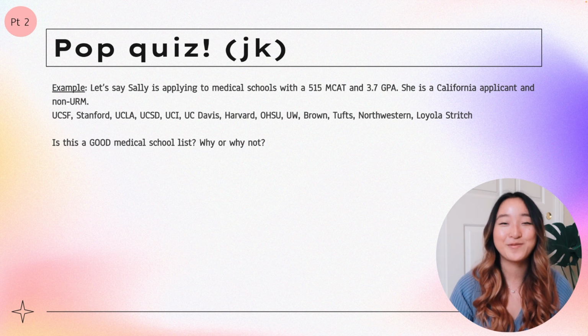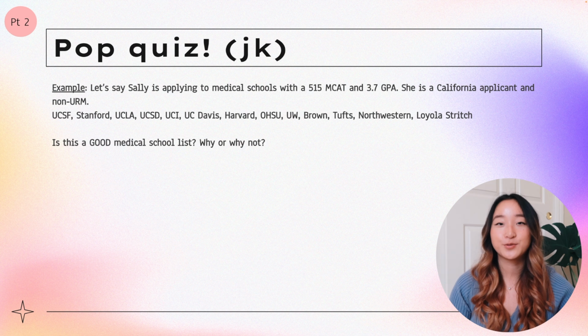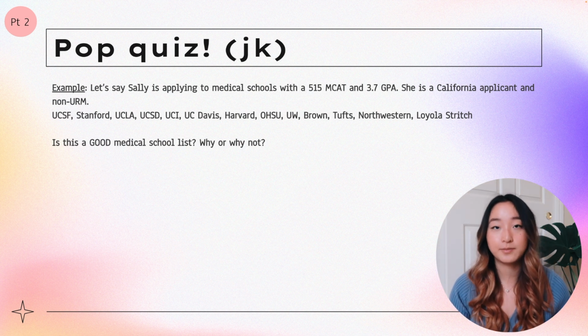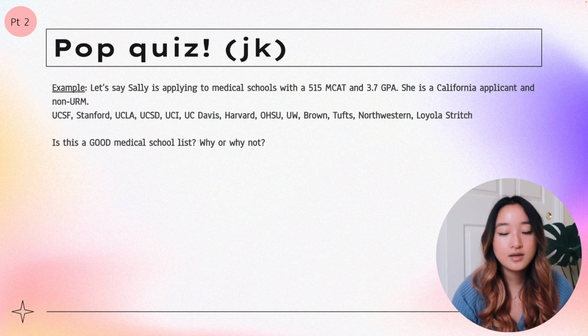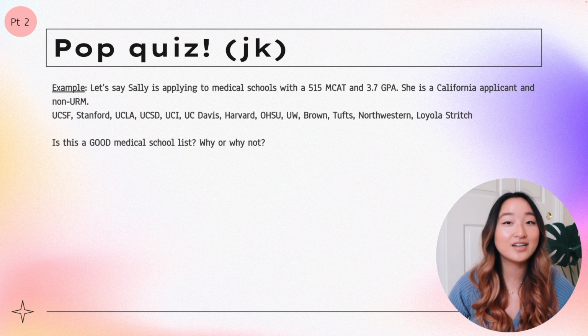So now let's recap with a little bit of a pop quiz. Let's say Sally is applying to medical schools with a 515 MCAT and a 3.7 GPA. She is a California applicant and a non-URM. So is this school list balanced? I'll give you a few seconds to pause the video, think about it, and leave your response in the comments.